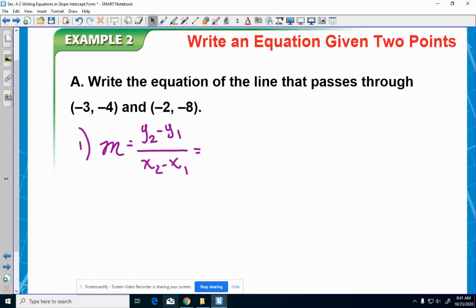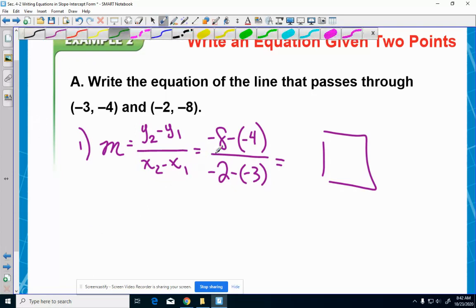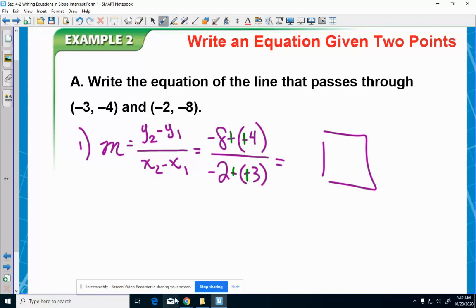Okay? Once you know what your slope is, whatever you get there, take that and one of your ordered pairs and plug them in, and you should be able to figure out the whole thing. For your actual equation, right? So remember, when you have minus minus, that really becomes a plus.